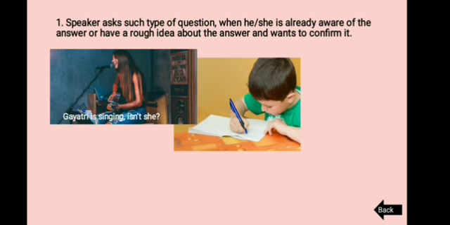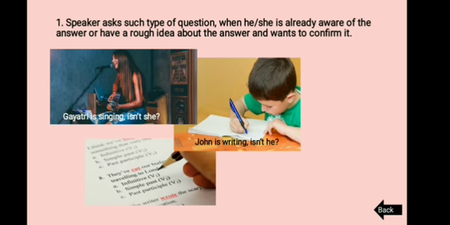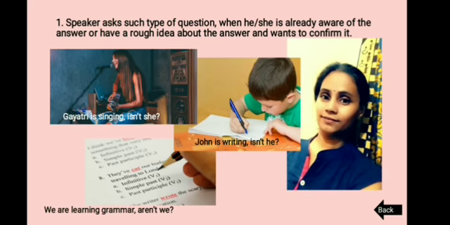Now in the second picture, you can see that there's a boy who's writing. But still, I want to confirm. John is writing, isn't he? Now in this image, you can see there are lots of grammar sentences, or rather grammar stuff here. So I think someone is studying grammar here. We are learning grammar, aren't we? Actually, we are learning grammar right now, right? But still, I feel this much of sentences are not enough for you to understand. So I think I should give you more examples, shouldn't I?